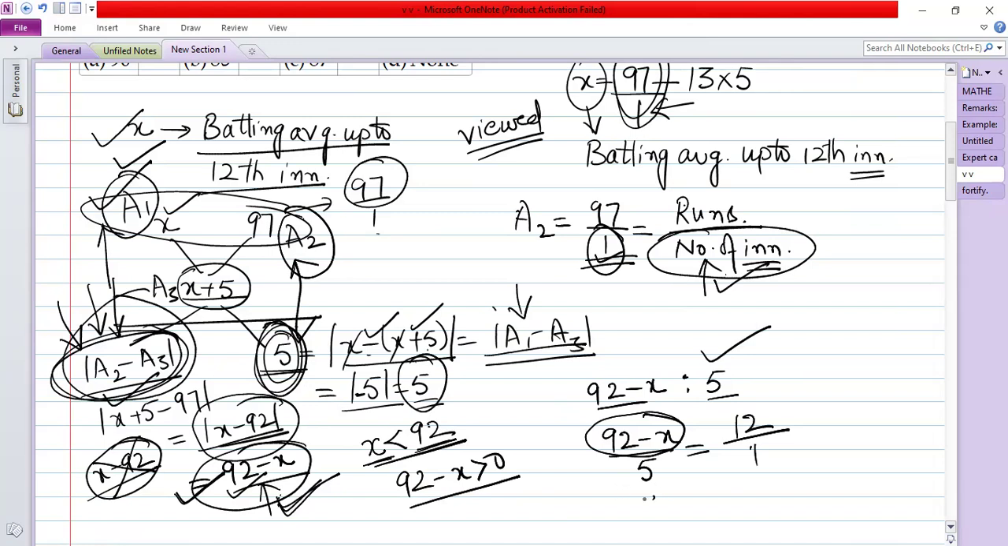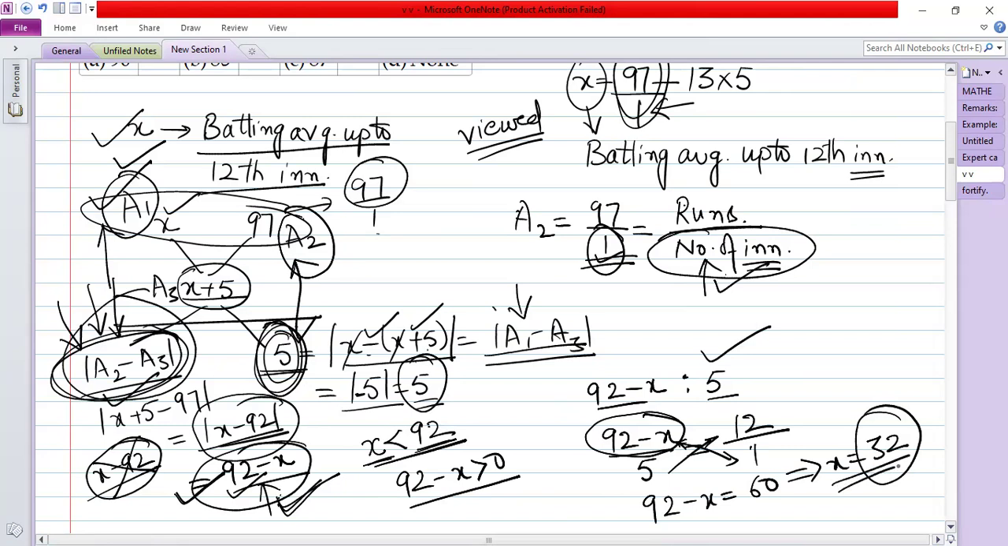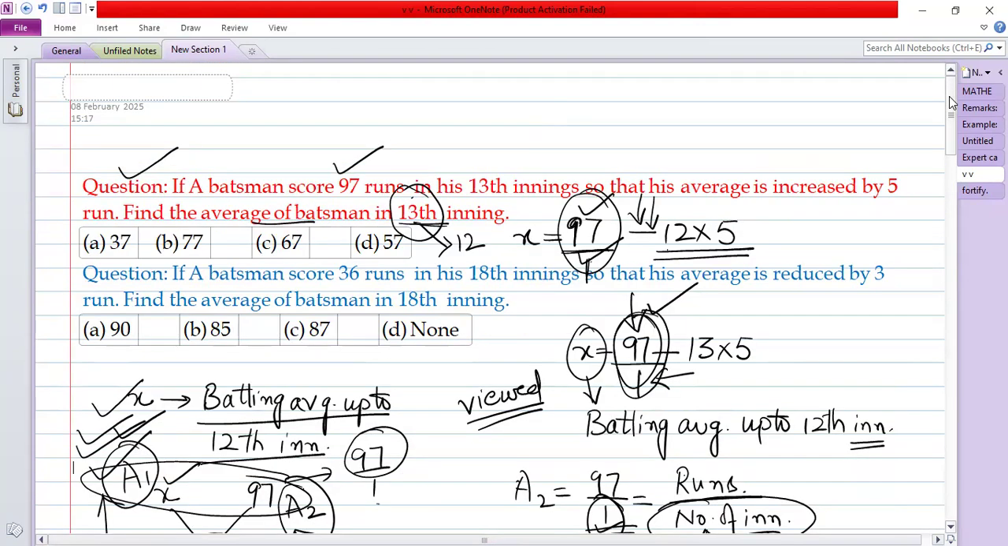Now we have to merely solve this. So 92 minus x is 12 into 5, 60. Just cross multiply. So from here, what will be x? X will be nothing but 32. So this is the batting average up to the 12th inning. And what we need is the batting average up to the 13th inning. So up to the 13th inning, obviously it will be 32 plus 5, that is 37.